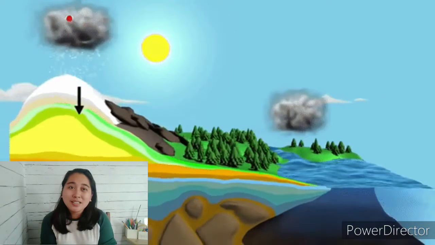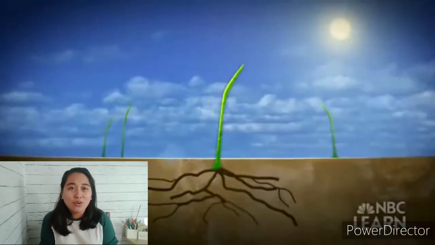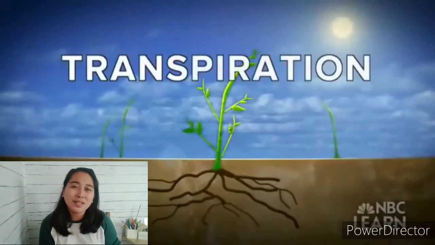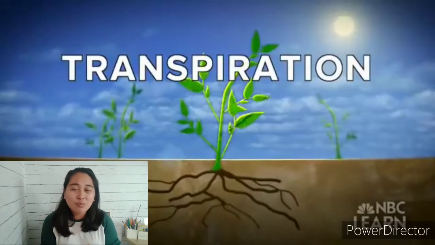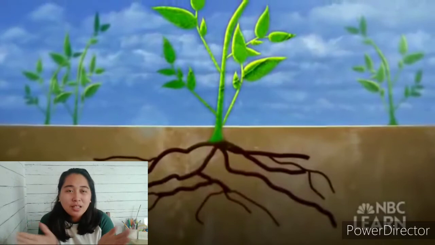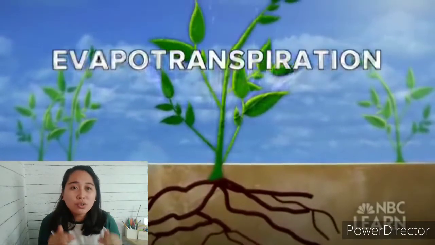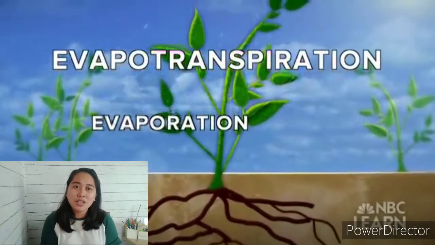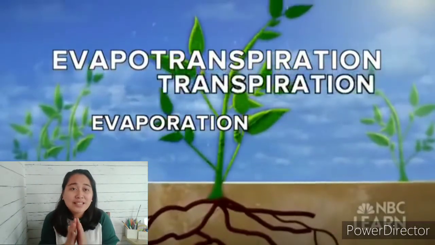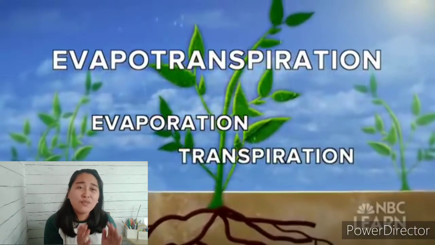Now, the next process that was mentioned in the video is the evapotranspiration process. Evapotranspiration comes from the words evaporate and transpire. By definition, the evapotranspiration process is the process of evaporating water through plant transpiration. Plant transpiration exists when there is photosynthesis in the plants.